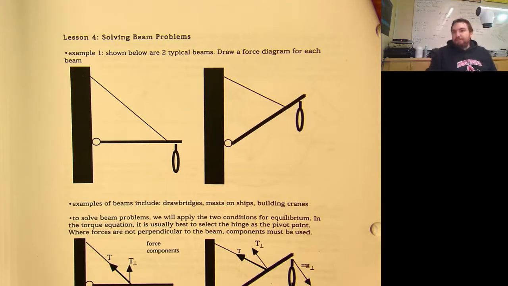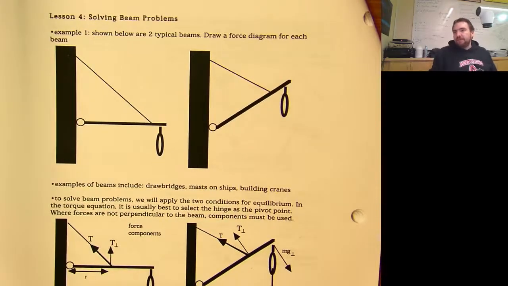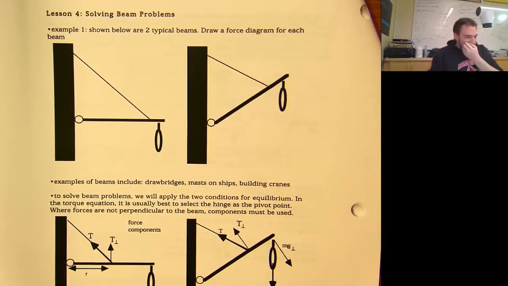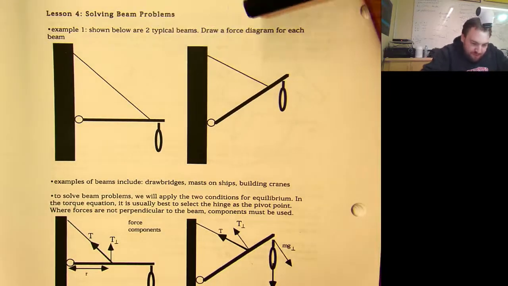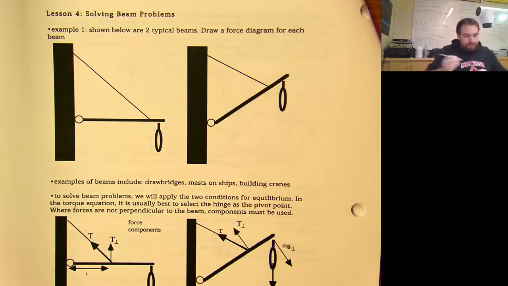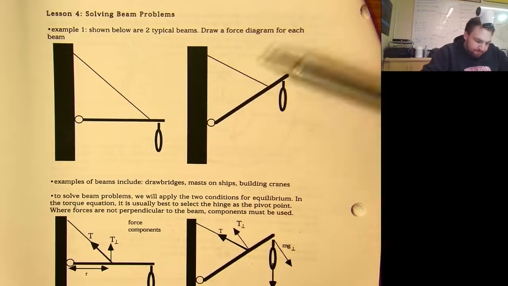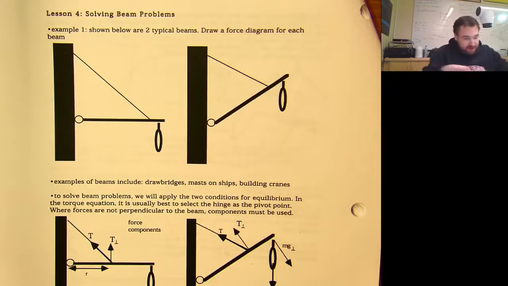The first one is going to be beam problems, which is one of your classic torque situations. So shown below are two beams. We're just going to draw some force diagrams, some free body diagrams, for each beam.